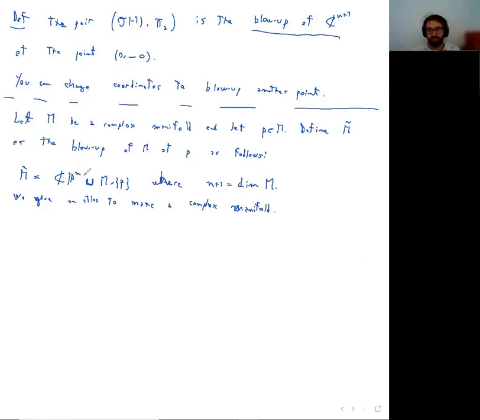And here again, we put CPN because, when you're thinking about directions from which you're going to approach P, you can just look at it in a chart and then it's like you're in Cn plus one. And this is exactly what we're going to use now to define the atlas. So, of course, we start with an atlas of M. First, we take an atlas of M such that there is only one chart around P.